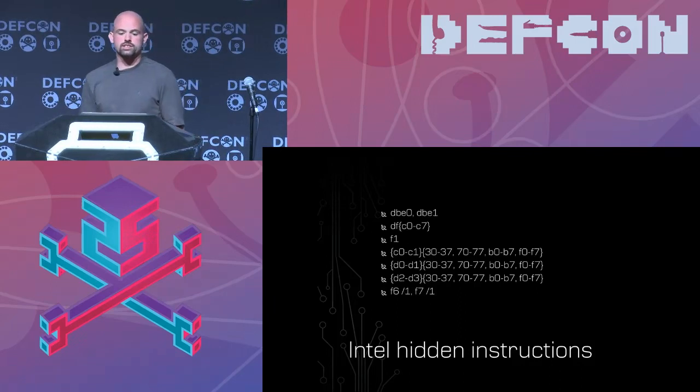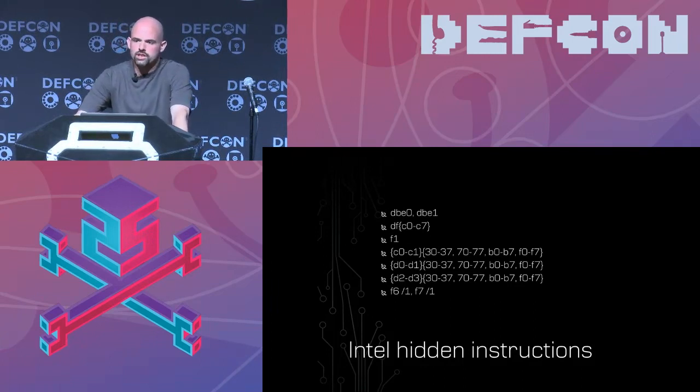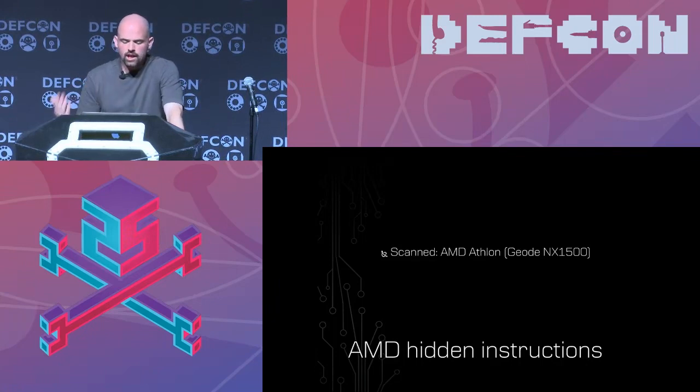This was another set of instructions I found on that Intel chip: DB E0, DF, F1, C0, D0, D2, F6, F7, a whole wide range of instructions which have absolutely no documentation in the reference manuals. So that's a little worrisome to me. So I started scanning other chips.